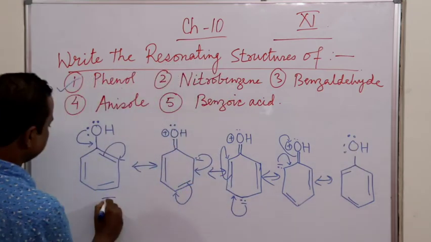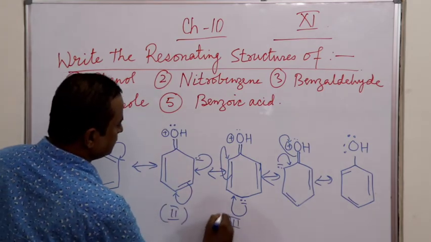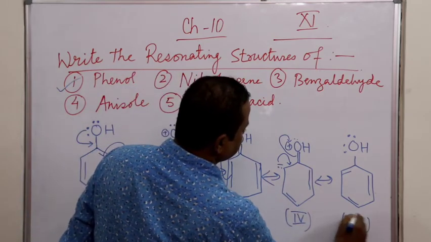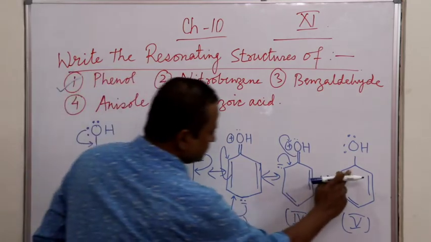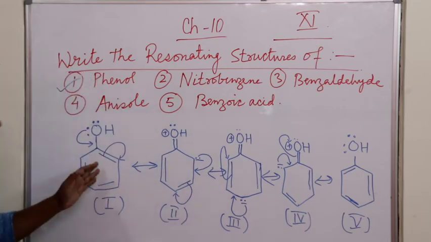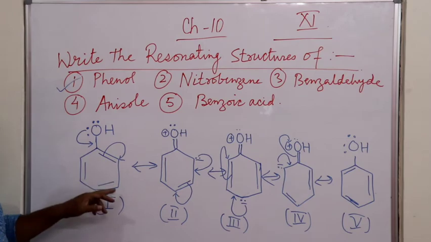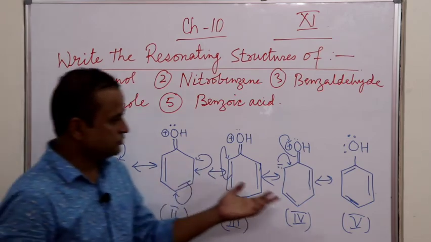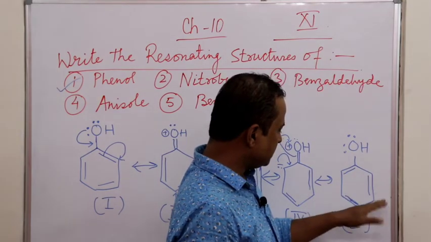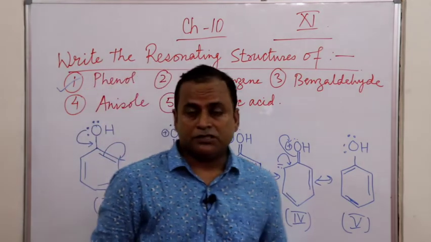So we have 1, 2, 3, 4 and 5 resonating structures. Now due to this resonance, what has happened? See, the position of the double bond has changed. Initially it was 1, 2, then 3, 4 and 5, 6, but after resonance the position has changed. So resonance gives stability to the molecule.